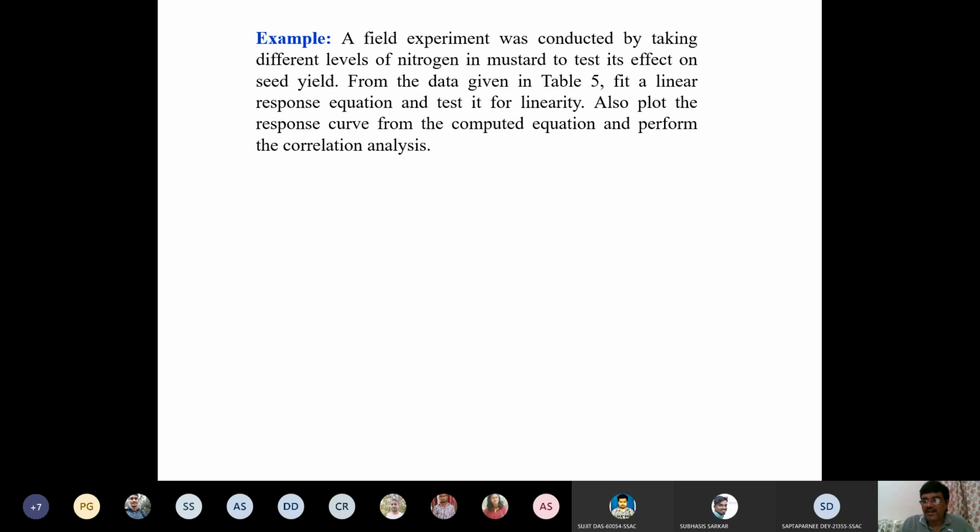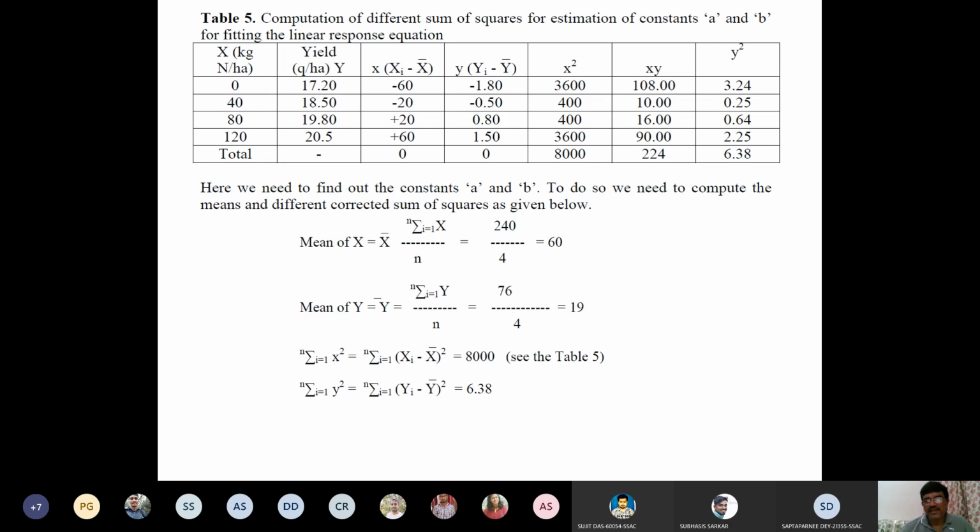Means you need to make a graph from the computed equation and perform the correlation analysis. So here is the complete package to understand the theoretical part, how it can be used in practical sense, how we can use this knowledge practically. So this was a practical example. And as you know, you need to work out, you need to compute or calculate certain parameters.